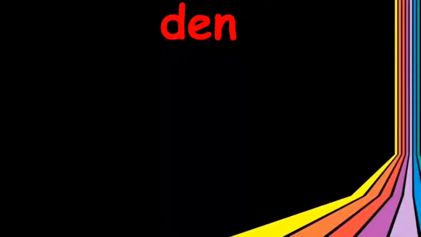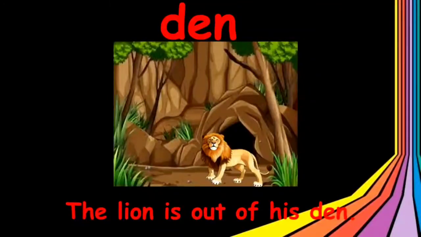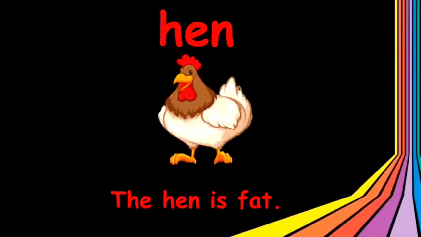The word is den, den. Den refers to a place where lions stay. I have used the word den in a sentence like, the lion is out of his den. The word is hen, hen. Hen is a kind of bird from which we get meat and eggs. I have used the word hen in a sentence like, the hen is fat.